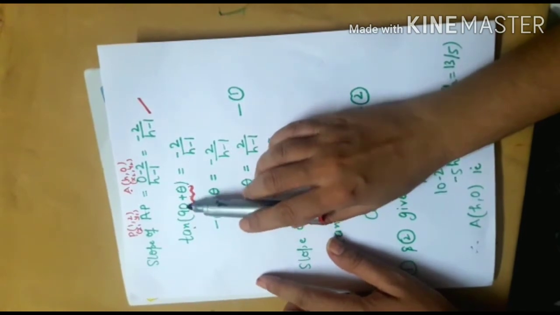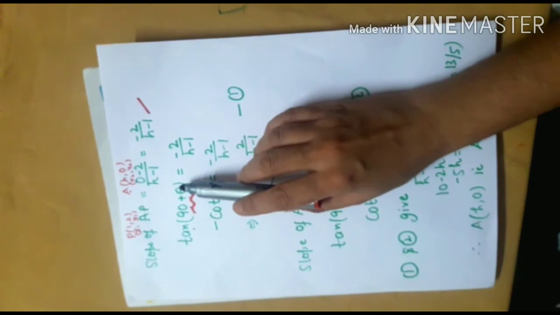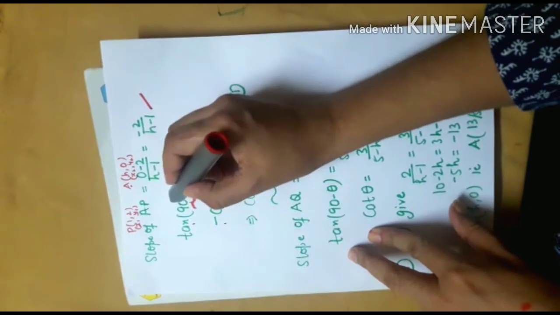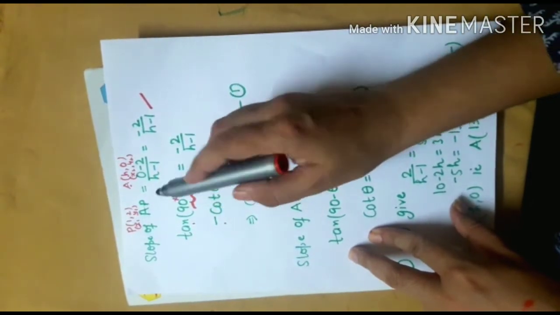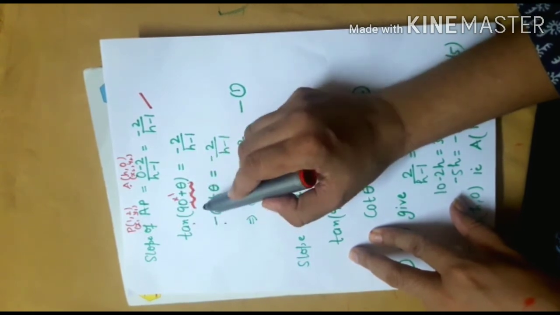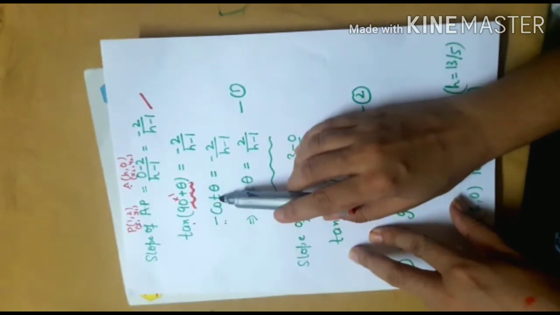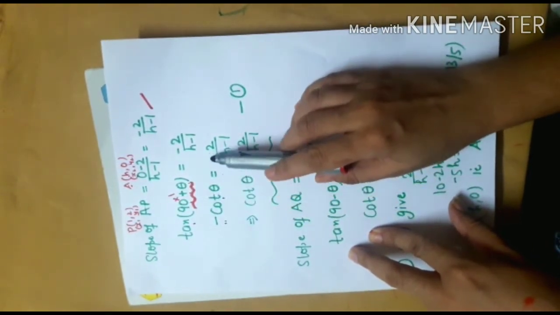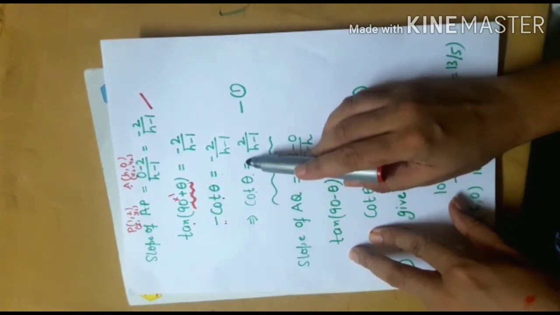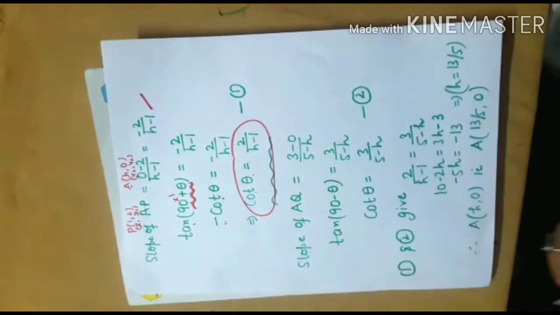Now tan(90 plus theta). Yes, 90 plus theta will lie in the second quadrant. In second quadrant, tan is negative and it is 90 into 1 plus theta, so it is an odd multiple of 90. So the T ratio will change to its complementary T ratio. So tan(90 plus theta) will be minus cot theta. This is equal to minus 2 over h minus 1. So this will imply cot theta is 2 over h minus 1. Let this be our first equation.